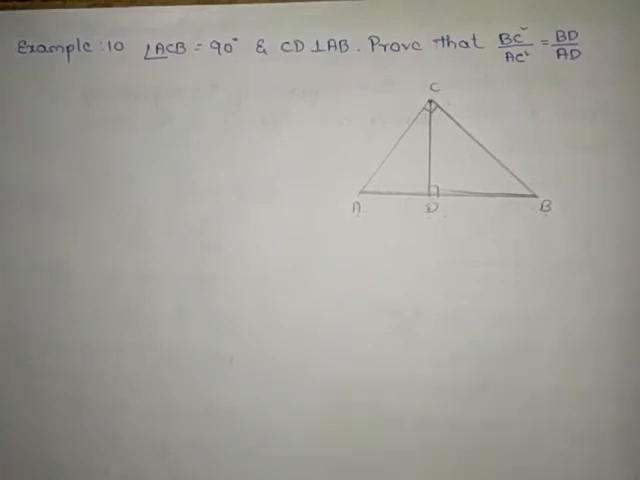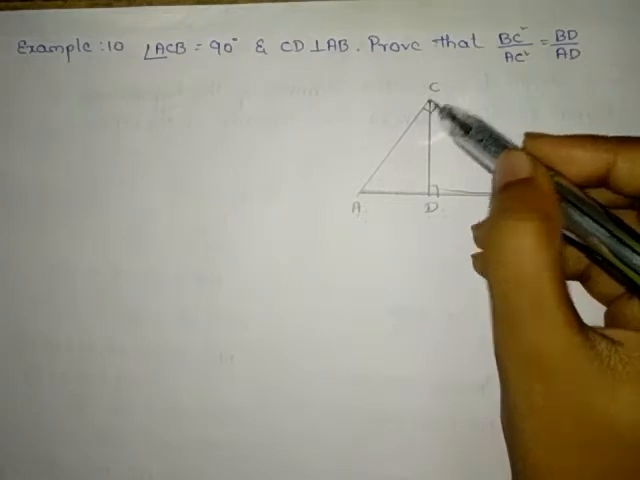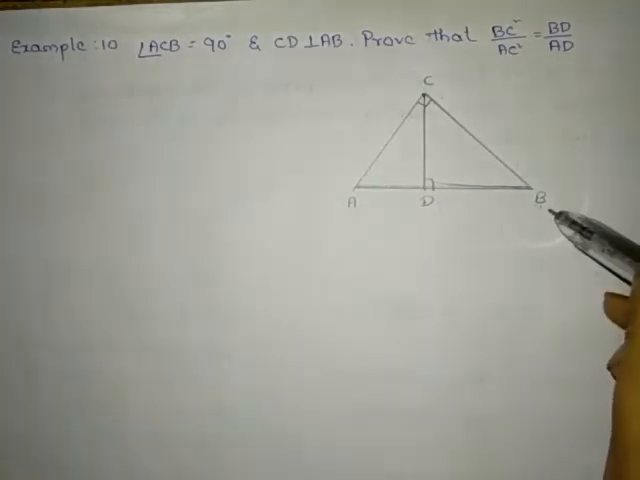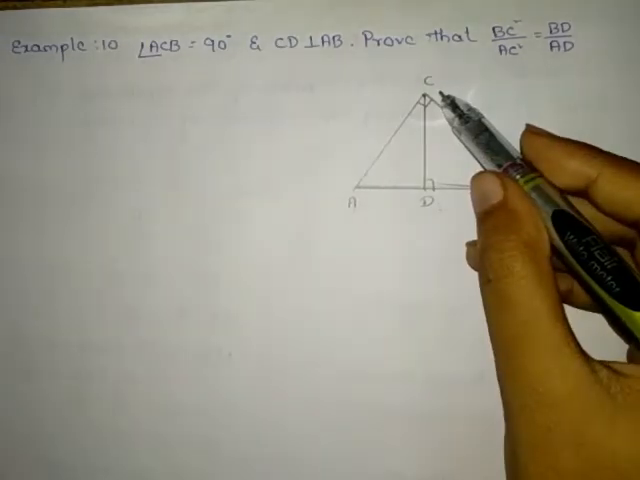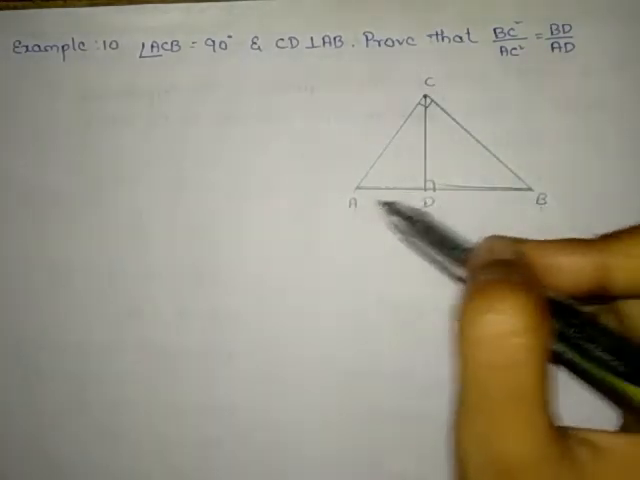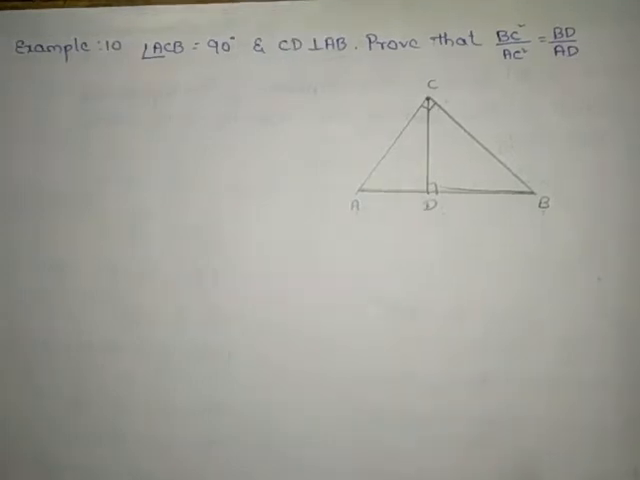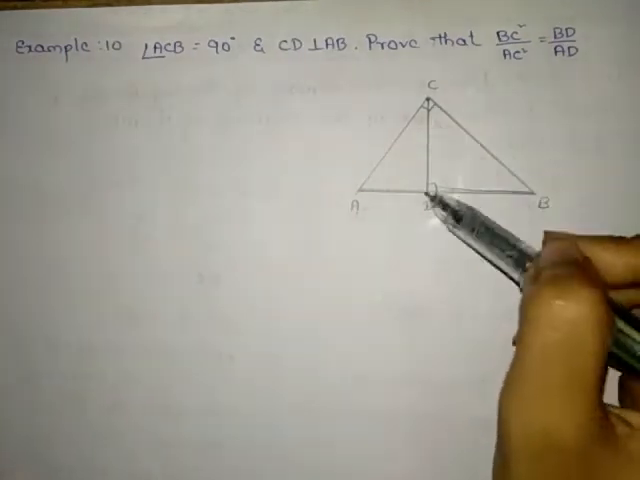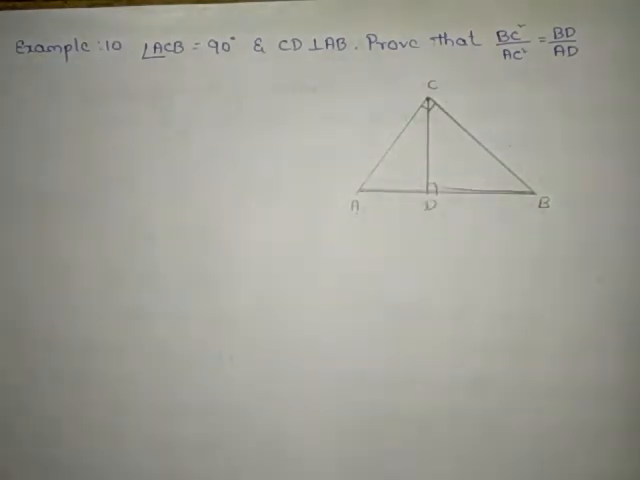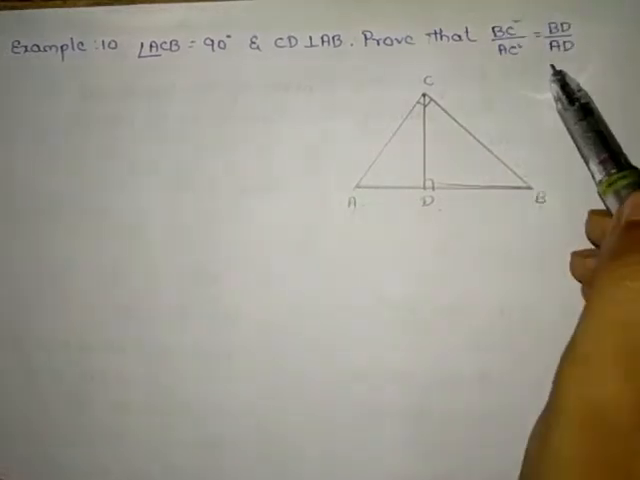Solved example 10. Here they have given angle ACB is 90 degrees, and CD is perpendicular to AB. We need to show that BC square divided by AC square is equal to BD divided by AD. We all know that by theorem 2.7, if CD is perpendicular to the hypotenuse AB, then the two obtained triangles will be similar to each other, and also similar to the bigger triangle, isn't it? Using this theorem, we'll prove this.